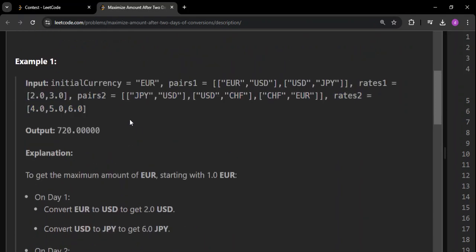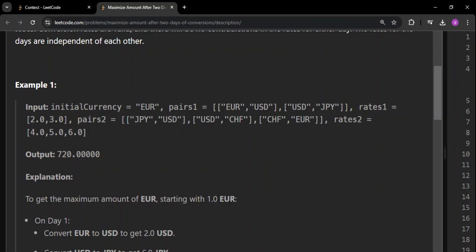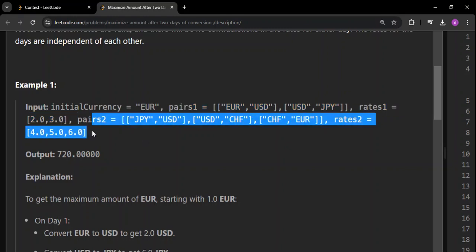The idea here is that it's basically trading, right? This is the day one trading, using these two pairs you have to do the day one trading. These are the day two trades. Remember these are optional. You may not do any trade on day one, but you may choose to do it on day two, or you may not do it on day two also. So these are optional.